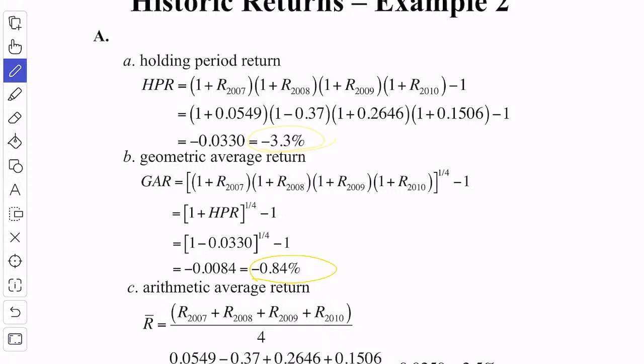I'm not sure what you did with the geometric average, Beth, but your numbers are similar, but something went wrong. Just got to be careful with the negative. A negative 37 when you put it in here. You did it right here. I'm not sure what happened down here. And I don't know why you can't see.